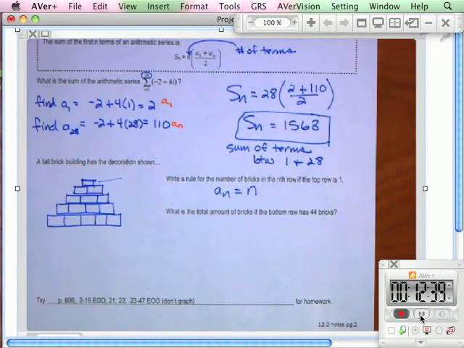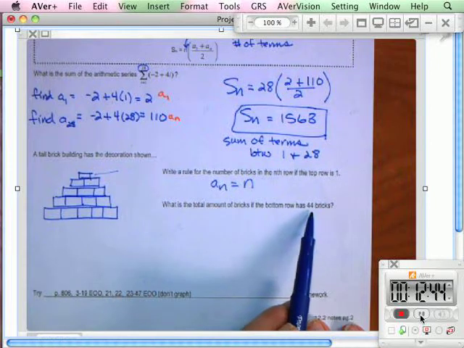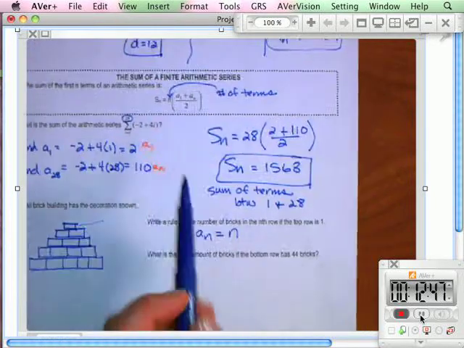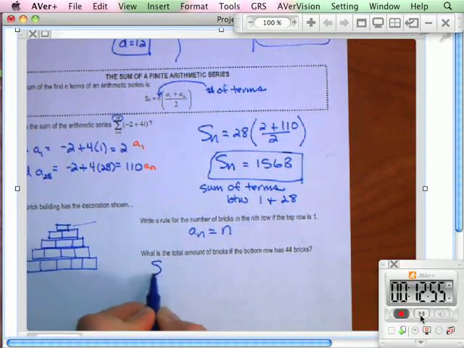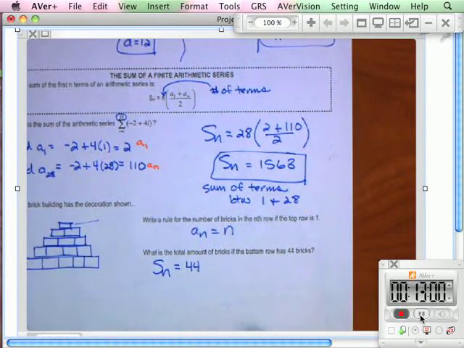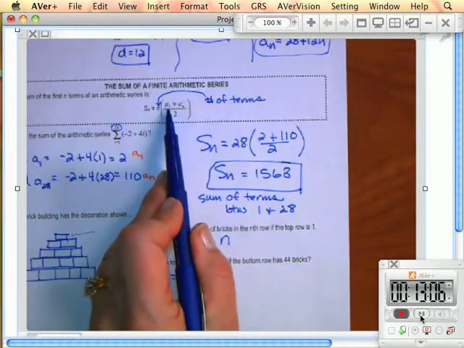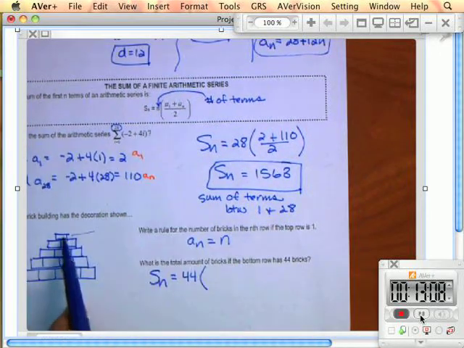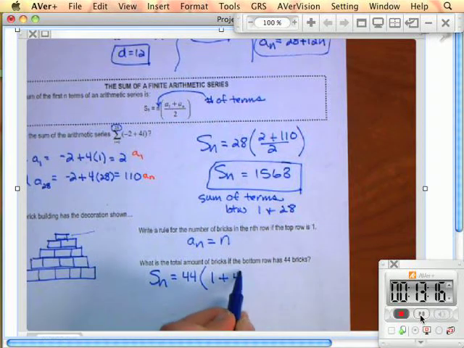But there's more. Let's do it. What is the total amount of bricks if the bottom row has 44 bricks? Okay, so if I think about what I'm working with here, how many terms do I have? 44. Okay, so I'm going to write this out. S of n. I'm going to have a total of 44 terms, 44 rows. My A of 1, my first term is going to be 1. The last term is going to be an output of 44. Divided by 2.